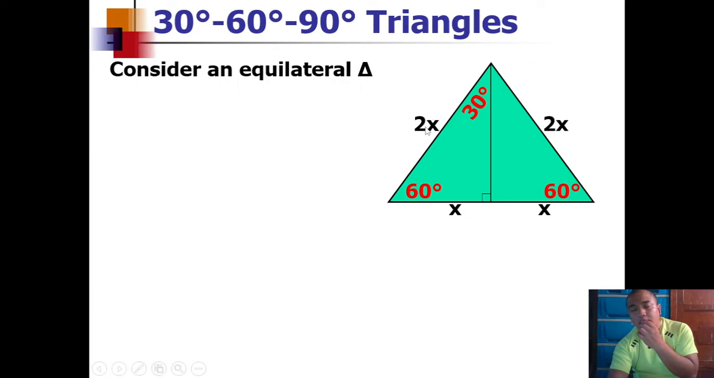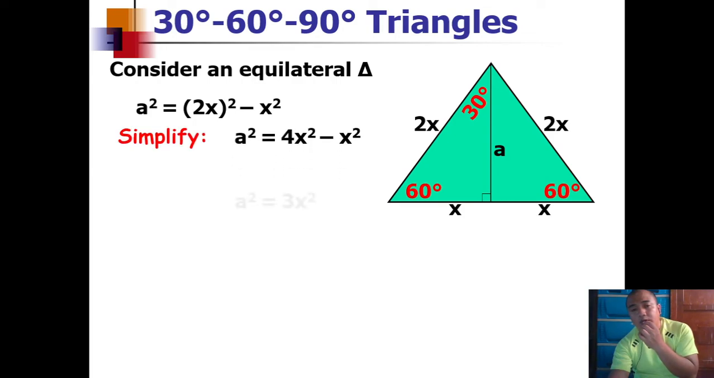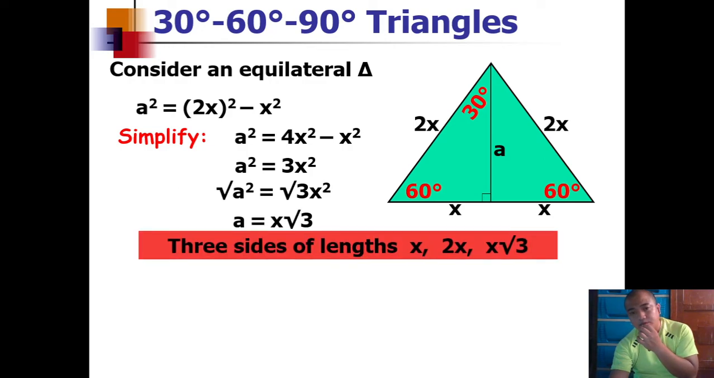So, if the side is 2x, 2x also. Pag equilateral triangle, all the sides are equal. So, 2x, 2x, x plus x is 2x pa rin. Now, the altitude is a. So, using the Pythagorean theorem, we have a squared equals 2x squared minus x squared. Okay, let's simplify. 4x squared minus x squared is 3x squared. Let's get the square root of both sides. A is equal to x square root of 3.